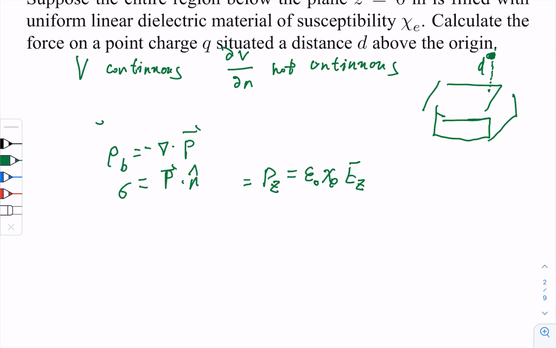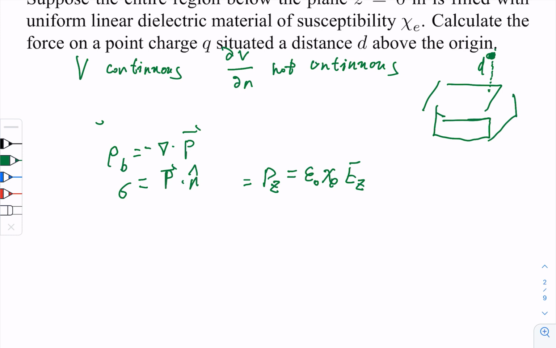Now, we can calculate the electric field. If we calculate the electric field, it must consist of two parts. One is the electric field due to the point charge right on top, a distance d above the xy plane, and another electric field is due to this surface charge distribution.